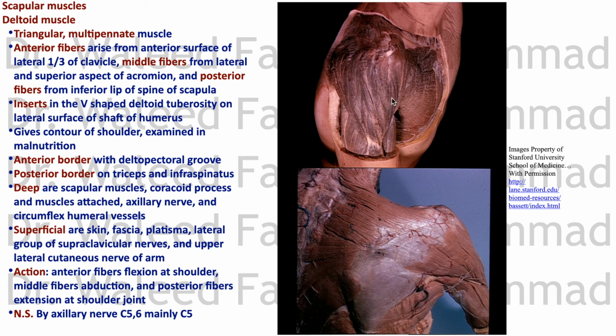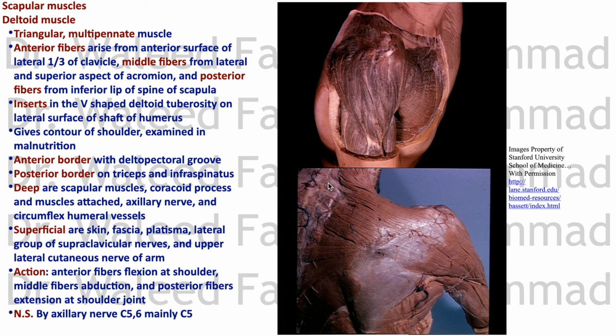The anterior fibers arise from the anterior surface of the lateral third of clavicle. The middle fibers from the lateral and superior aspect of acromion. The posterior fibers from the inferior lip of the spine of the scapula. Inserts in the deltoid tuberosity on the lateral surface of shaft of humerus, and it gives the contour of the shoulder. You examine both shoulders for their contour if you suspect malnutrition in a patient. Remember, we said that about the vastus medialis as well.